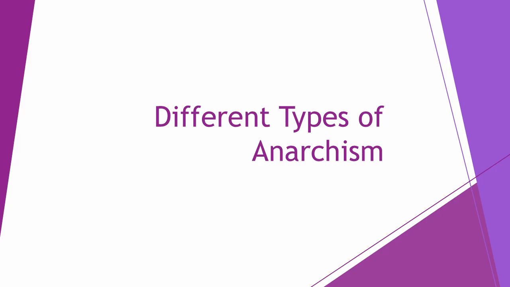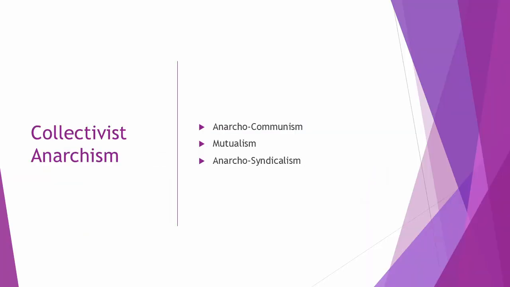The different types of anarchism are collectivist anarchism and individualist anarchism. Collectivist anarchism is a belief in common ownership to nurture rational, altruistic, and cooperative human nature. The different types of collectivist anarchism are anarcho-communism, mutualism, and anarcho-syndicalism.